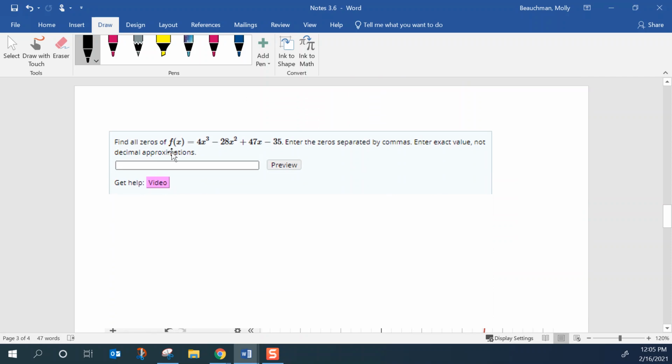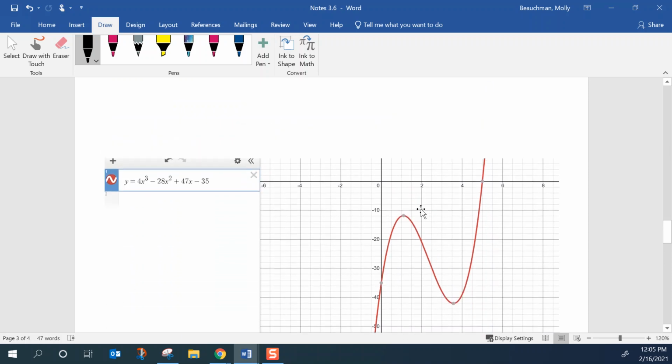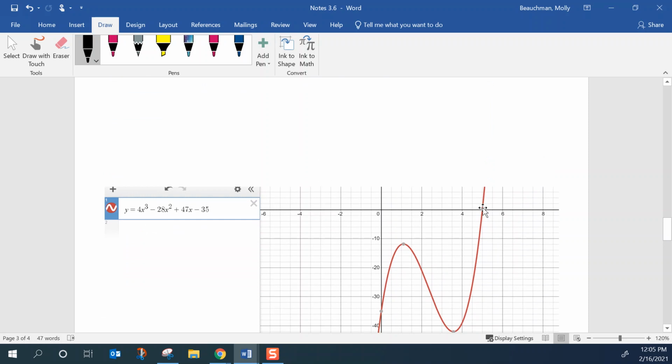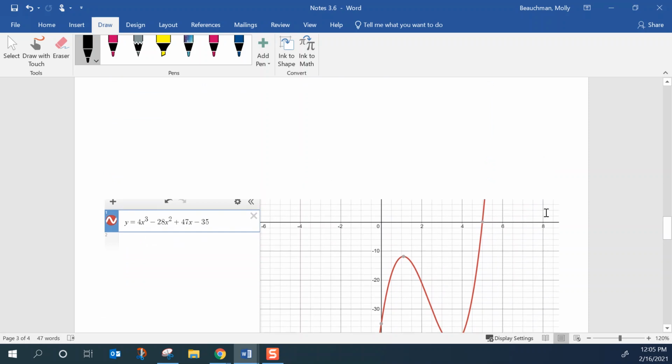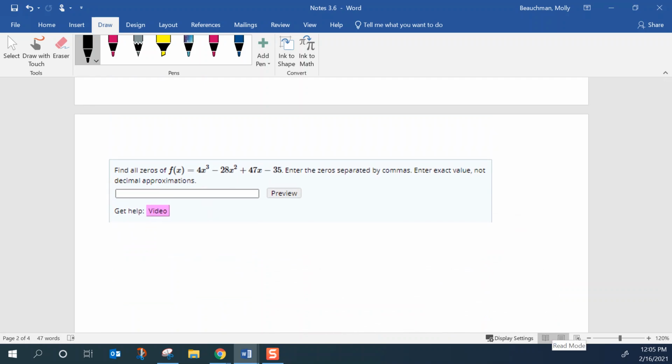next example, we want to find all the zeros of 4x to the third minus 28x squared plus 47x minus 35. Well, this time I graphed, and notice it only crossed the x-axis once, and it looks like it crossed right here at 5. So we want to make sure that we have the entire solution. It's a cubic, so that tells me that one solution is a real number and the other two are complex numbers. So it looks like it crosses at 5, so check and make sure that that works.